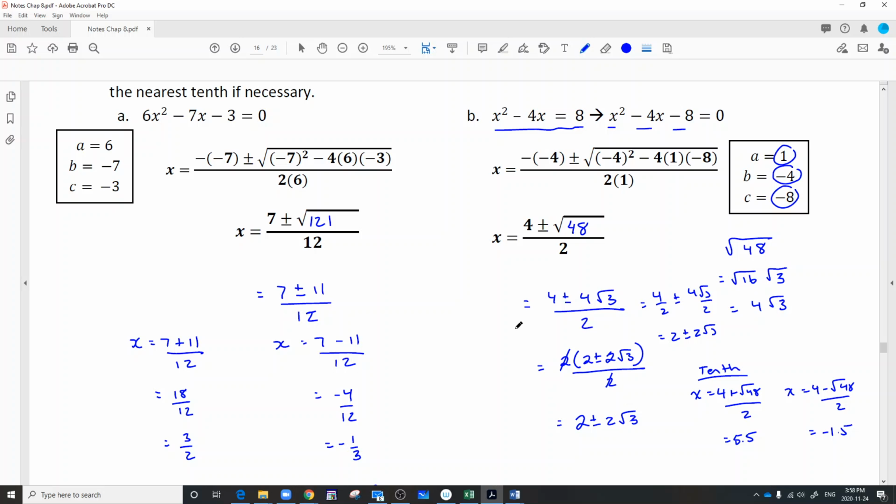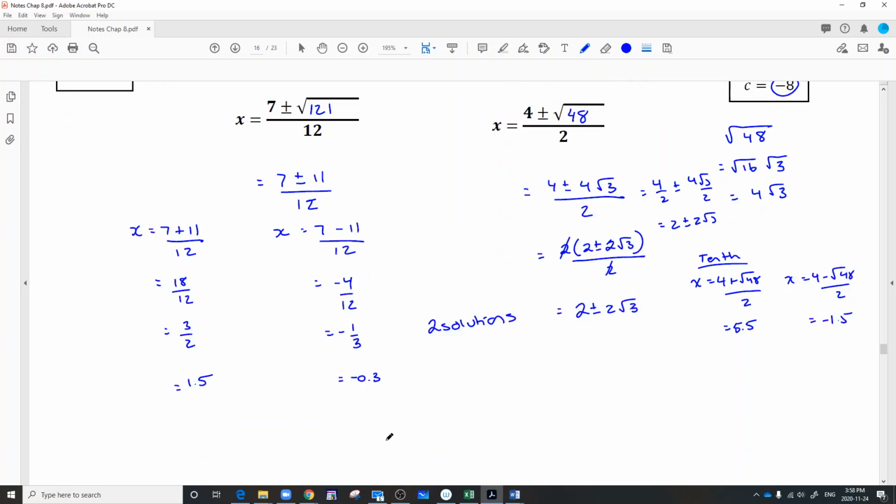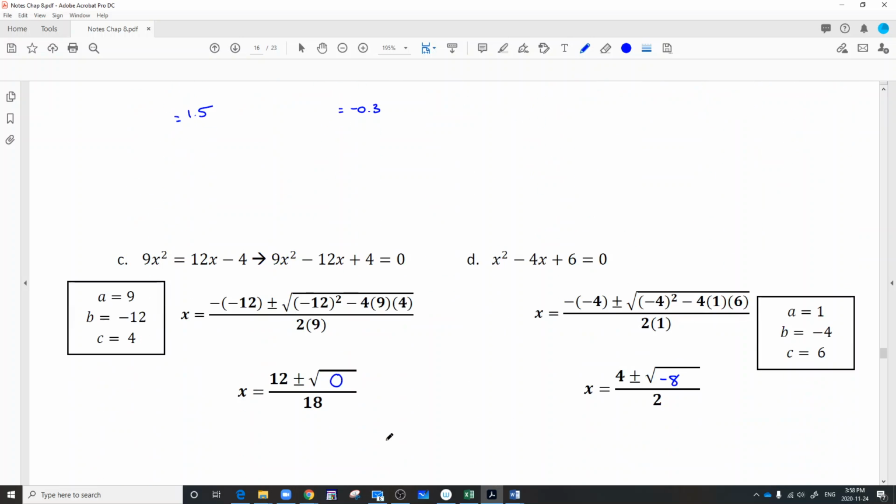Okay, but you'll notice for both of these, we got two solutions. We got two real x-intercepts, even though they're decimals. They are two solutions for the x-intercepts. Let's go on to the next two.